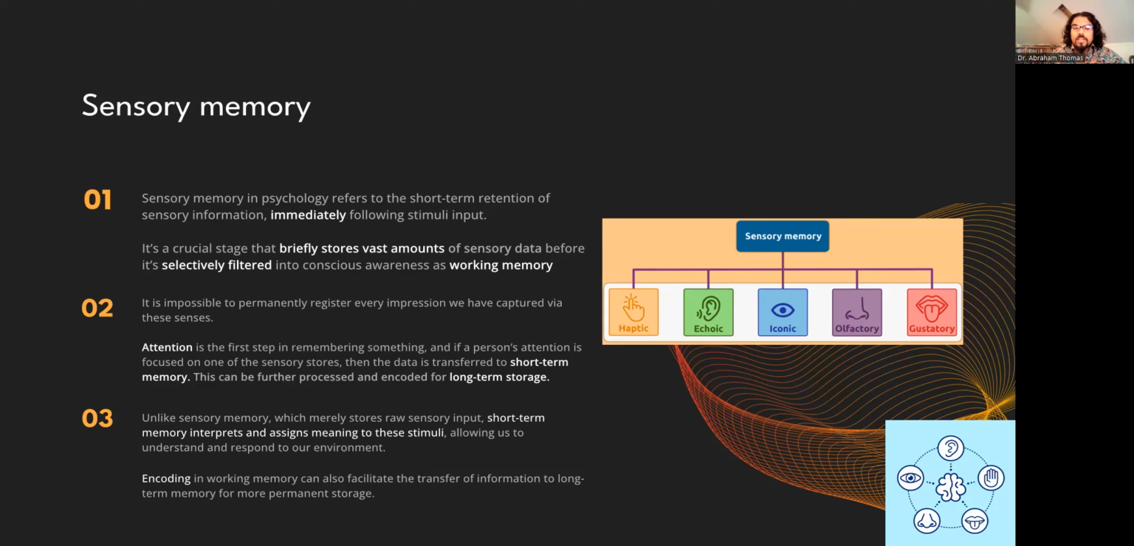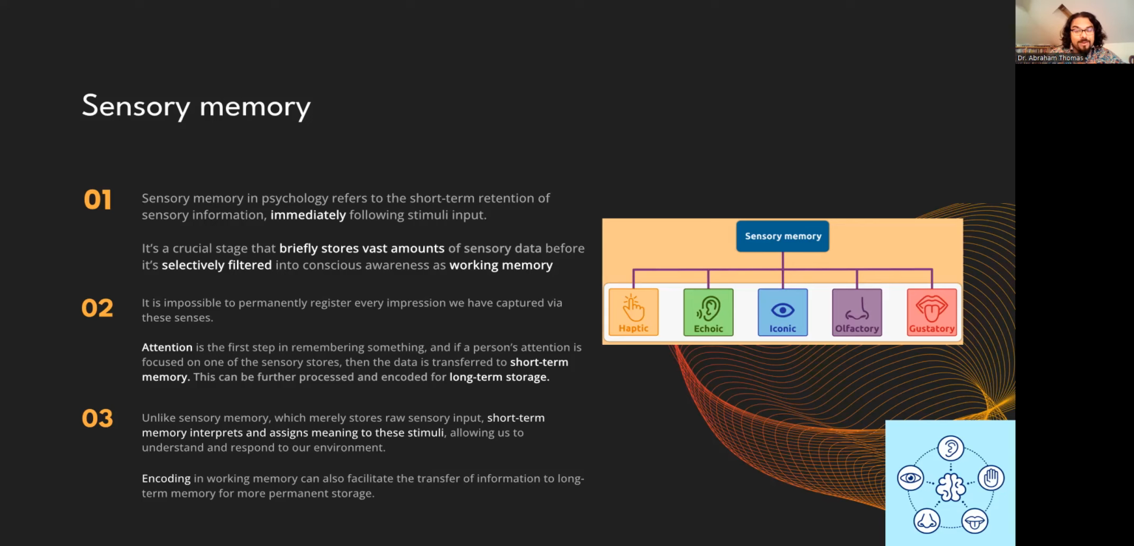It's not possible to permanently register every impression we have captured by these senses. But attention is the first step in remembering something. If a person's attention is focused on one of the sensory stores, data is transferred to short-term memory, further processed, and encoded into long-term storage. Unlike sensory memory, which merely stores raw sensory input, and this bit is quite important, short-term memory interprets and assigns meaning to these stimuli, allowing us to understand and respond to our environment.